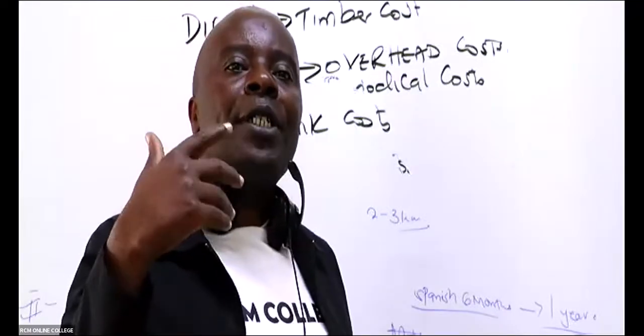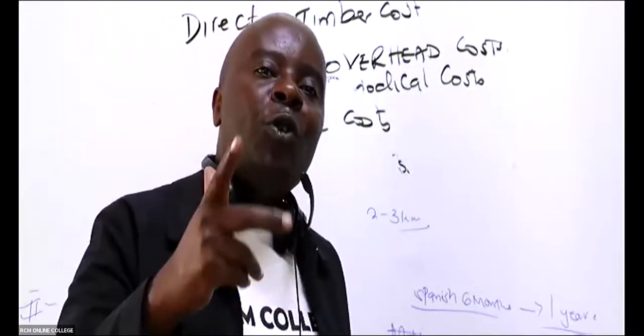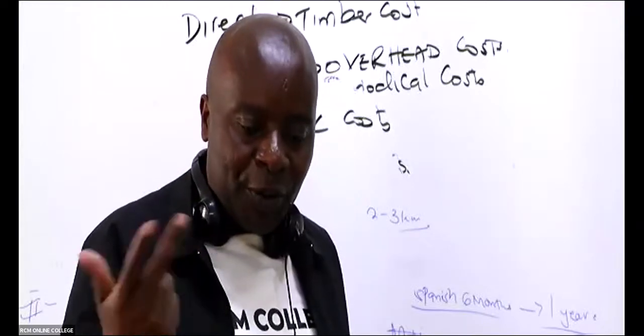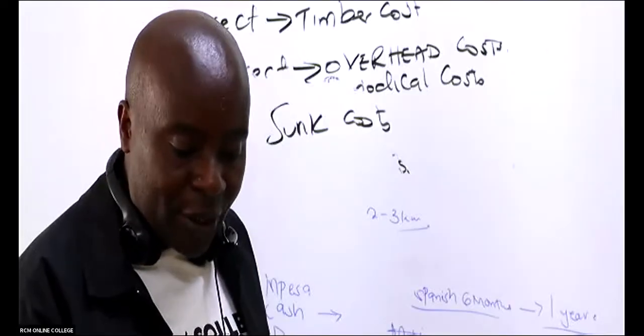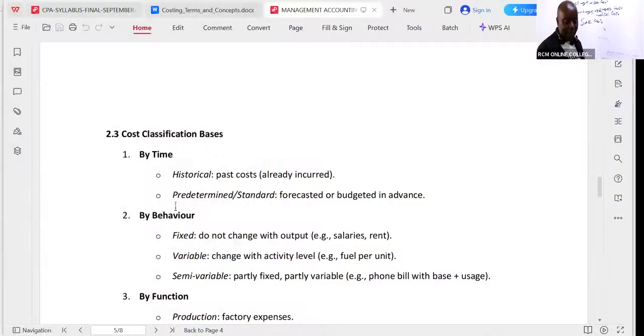Whenever we are thinking about decision making, we talk about futuristic costs. So in this case, futuristic or budgeted or predetermined. They have not yet been incurred. Then by time, we have predetermined or standard costs. These are forecasted or budgeted in advance, but they have not yet been incurred. We always call them futuristic costs.